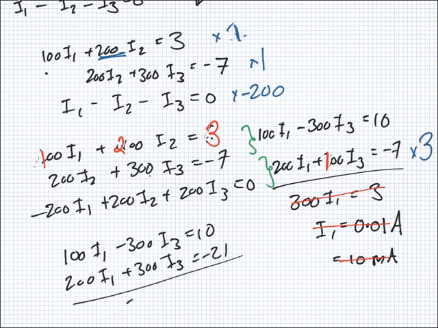Now I'll add them. 300 I1 equals minus... 11? Is that right? 10 minus 21? Negative 11, isn't it? Okay. What's 11 over 301? It's going to be pretty small. 0.0365. Ah, that's not right either.